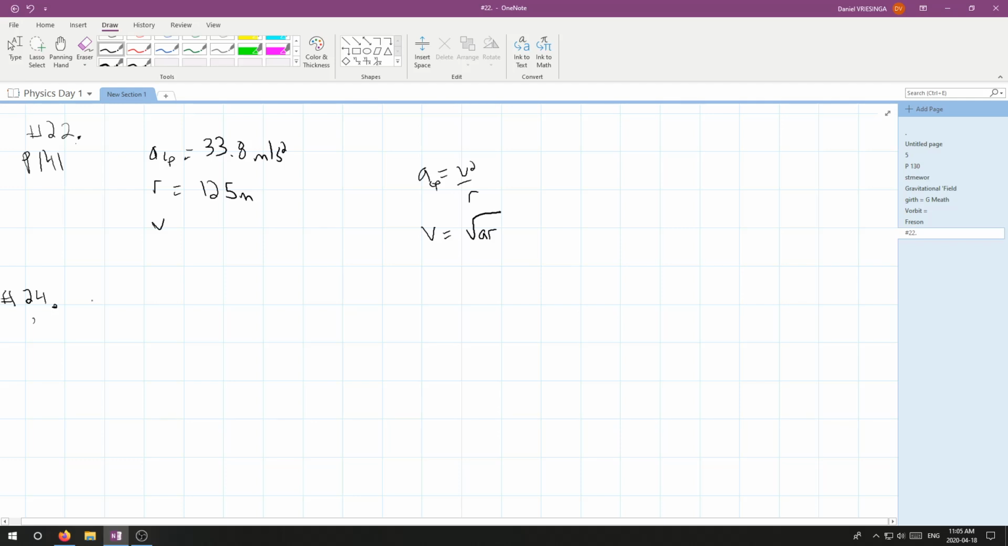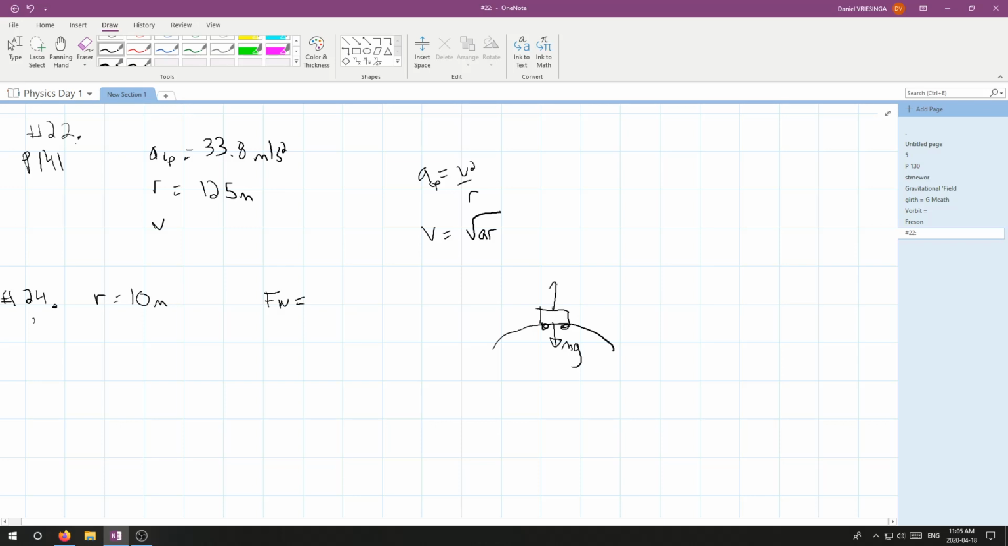Question number 24. You are on your favorite roller coaster with a diameter of 20 meters. That means your radius is 10 meters. When you're at the top, you feel as if you weigh 1/3 your true weight. So you're at the top of this thing, right? You're on this little cart, which is probably glued to the track. And you always have your gravity on you, so your mg, that's your weight.